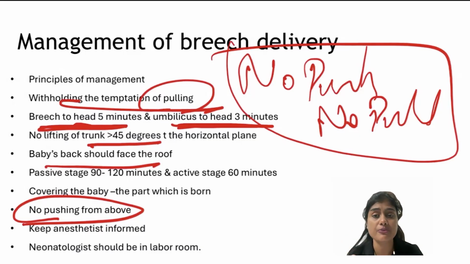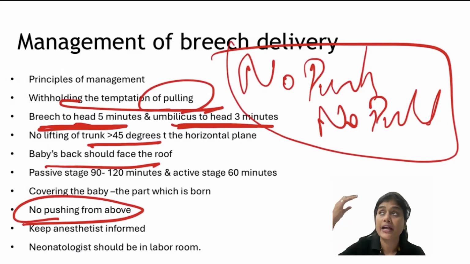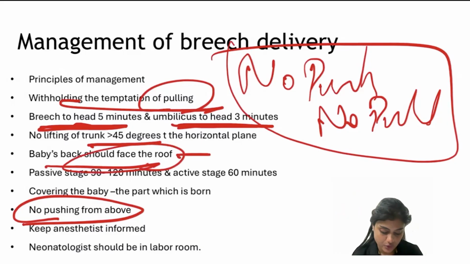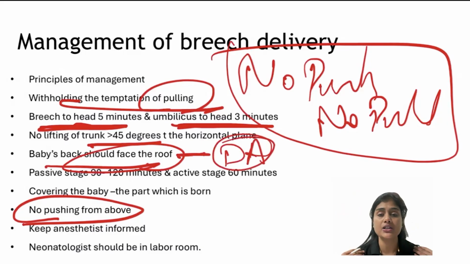They are the principles of breech delivery. So baby's back should always face the roof of the room. So that means it is dorso anterior. Baby's head should face the roof, means it is dorso anterior position. That means the buttock should be anterior, the back should be anterior.